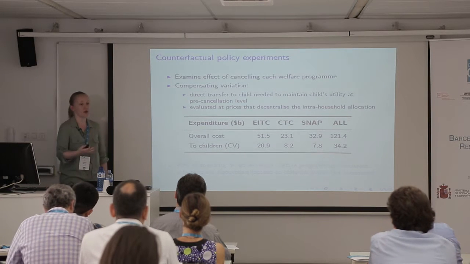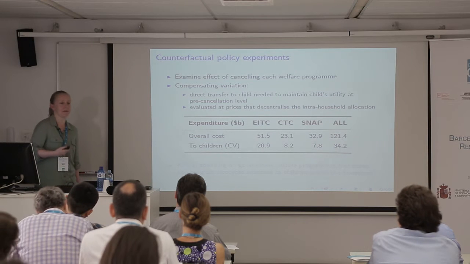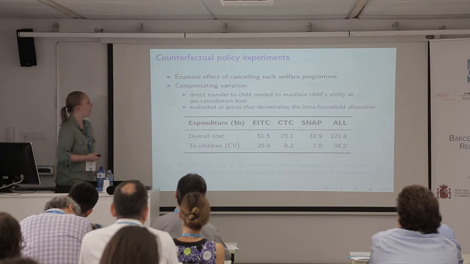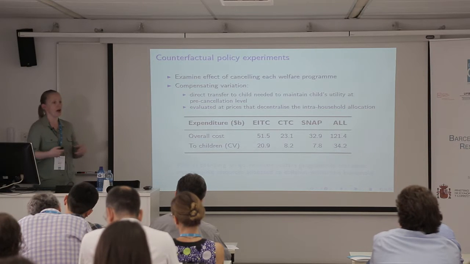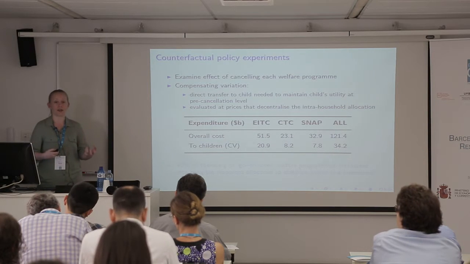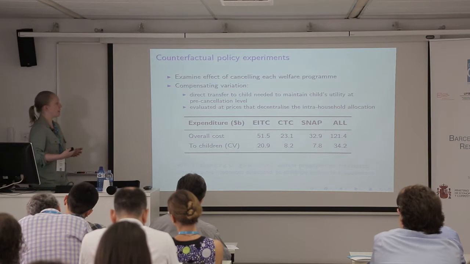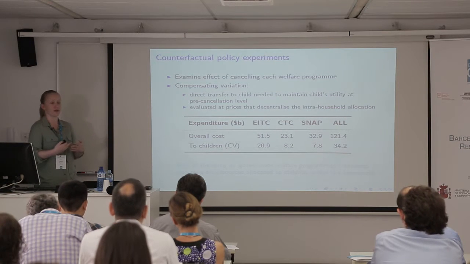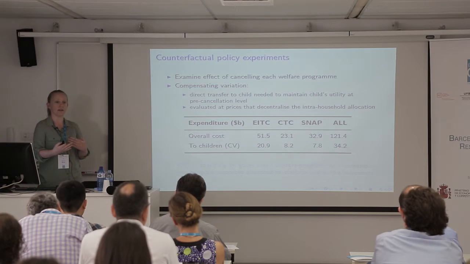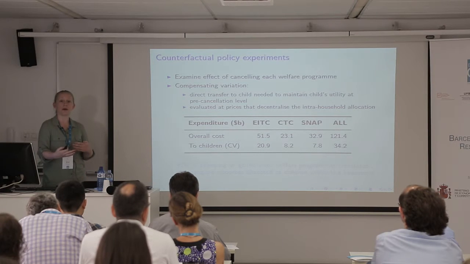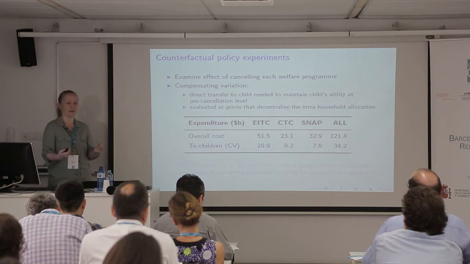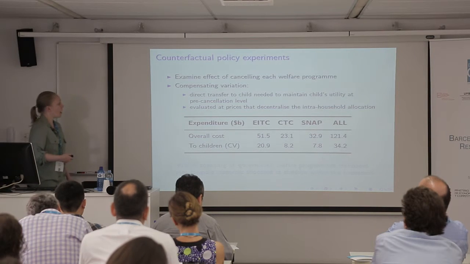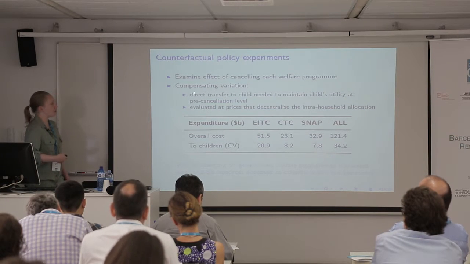Okay, so now I'm going to talk about the counterfactual policy experiments. Perhaps this is the more interesting part. So the first thing I do is I examine the effect of taking out and then reintroducing each welfare program. The idea being that I want to look at how the allocation of resources to children changes, and then how I can quantify that in monetary terms. So I use a compensating variation measure.